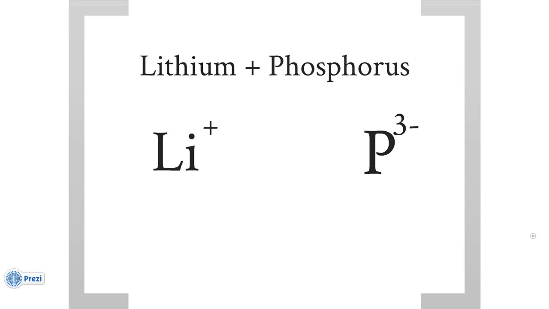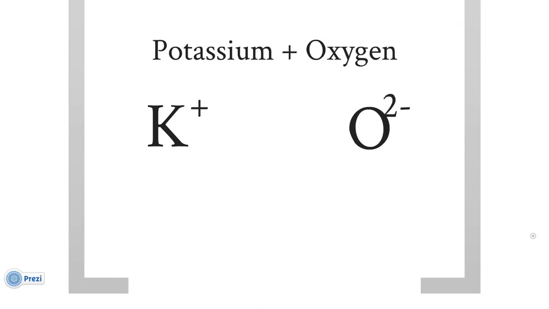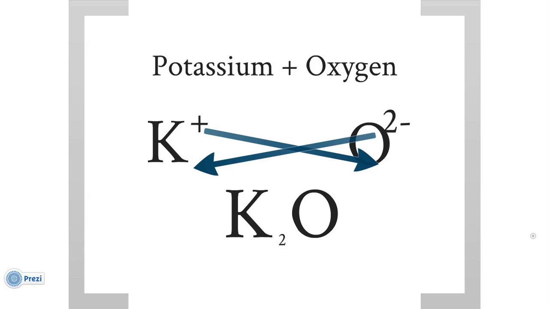Lithium and phosphorus. All we have to do is cross the charges, and we get Li3P, lithium phosphide. Potassium and oxygen. Potassium with a charge of +1, oxygen with a charge of -2, and when we cross those charges, we get K2O, potassium oxide.